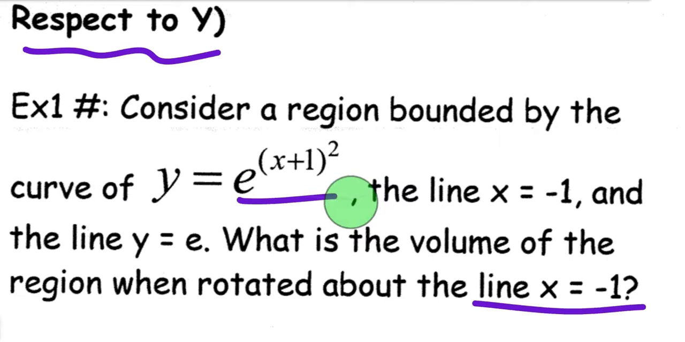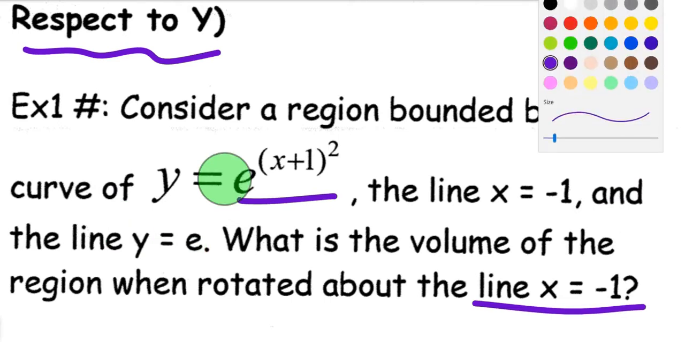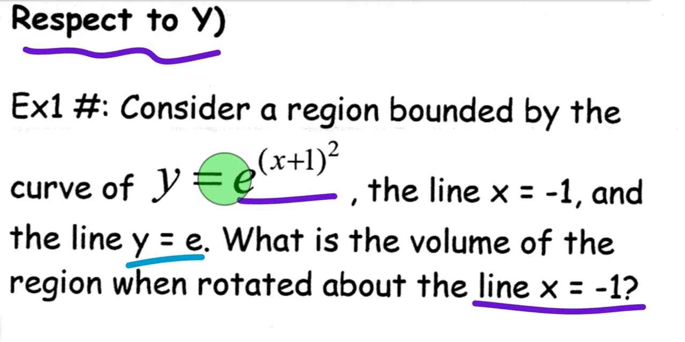Okay, the region is also going to be bounded by the line x equals -1, which happens to be our axis of rotation, and the line y equals e. Y equals e is actually going to be the top part of our region. So what is the volume of this region when rotated about the line x equals -1?